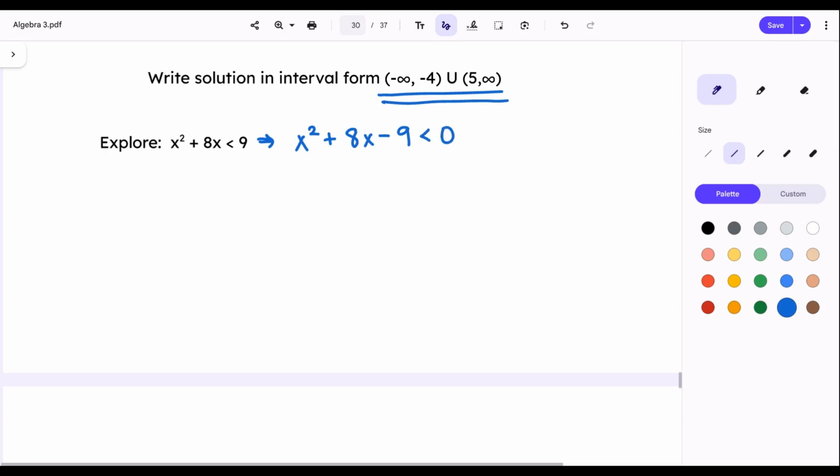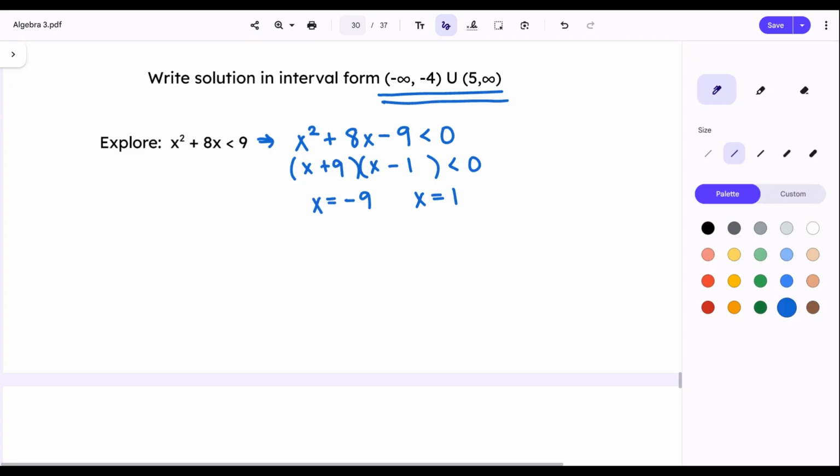Okay, I want you guys to factor that. What are two numbers that multiply to -9 and add to 8? Okay, +9, -1. So if you set those equal to 0, what do you get? Good, -9 and +1.